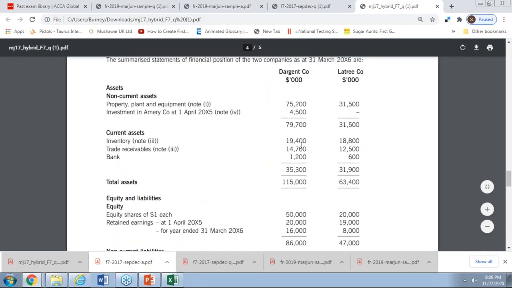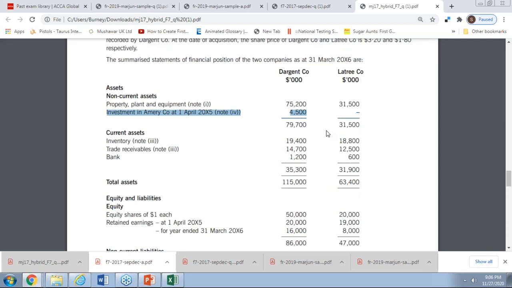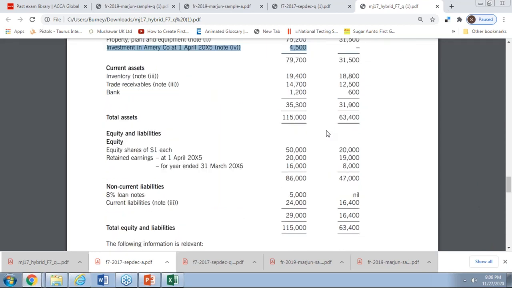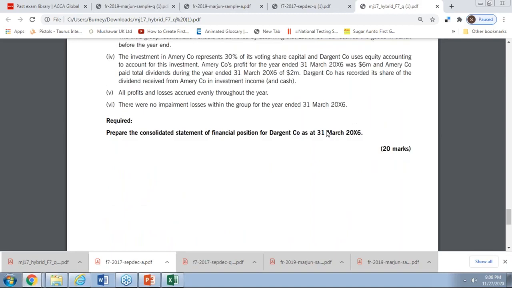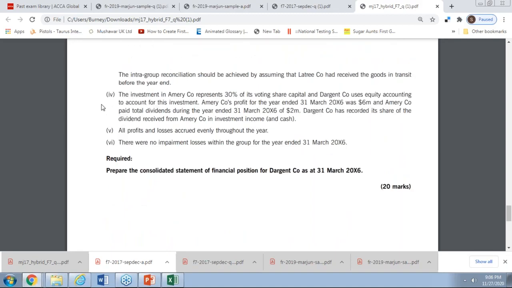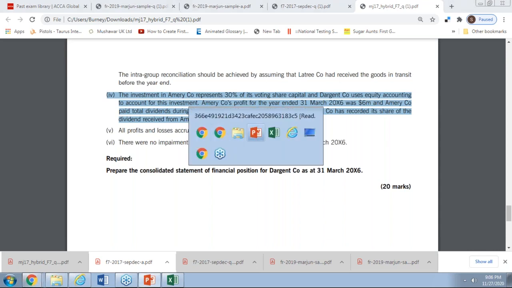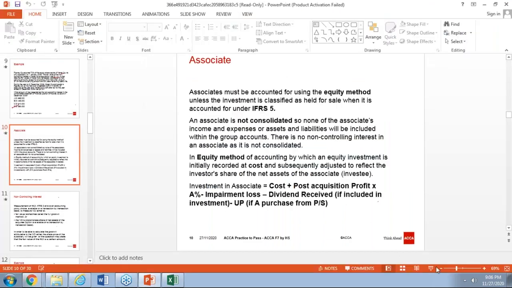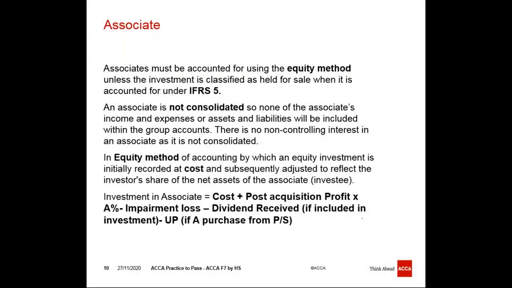And you can see here there is an investment in associate having a value of 4,500. Okay. And now you can see the note number 4, which we did not attempt in the last class. Just reading this note and based on this format, you are required to calculate the investment in associate.